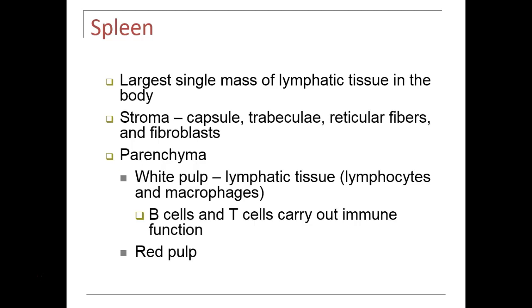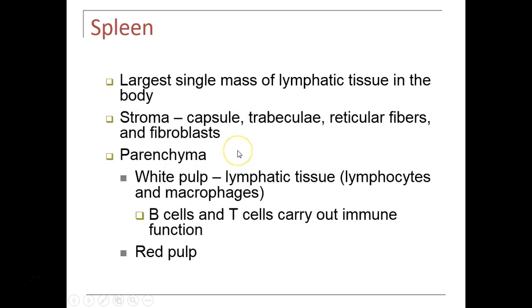The stroma of any organ is the structural framework of the organ. And so the stroma of the spleen includes the connective tissue capsule that surrounds the spleen, along with the extensions from the capsule called trabeculae. Reticular fibers help support the structure of the spleen, and fibroblasts produce all the connective tissue fibers forming the stroma.